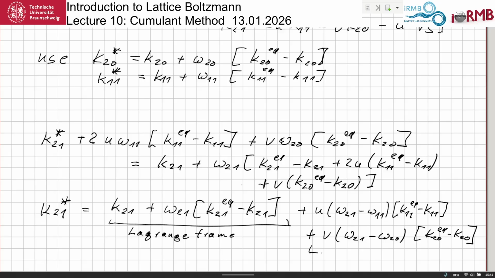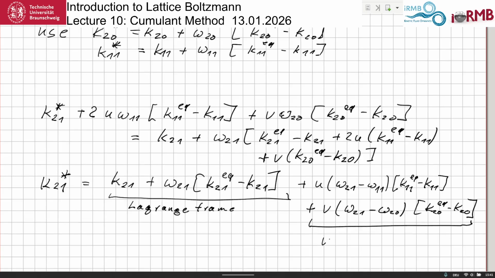And this is of course not Galilean invariant. This is a violation of Galilean invariance. There should be a 2 here. Yeah, you're right.